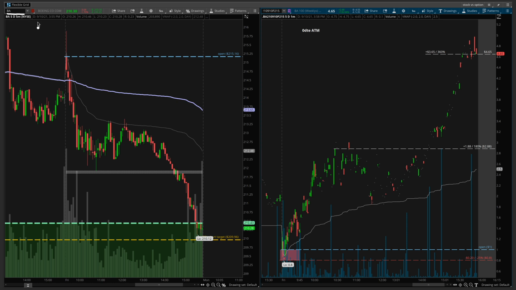Here goes Boeing. And what we have here is the 0-day at the money option. So buying this option right at the open would have cost you $1, and buying it at the open, again, not trying to look for a particular setup, just getting right in as soon as the market opened, this contract dropped down to 80 cents.